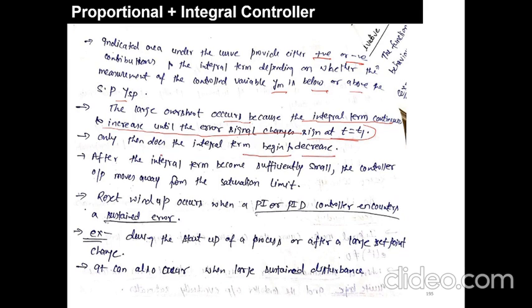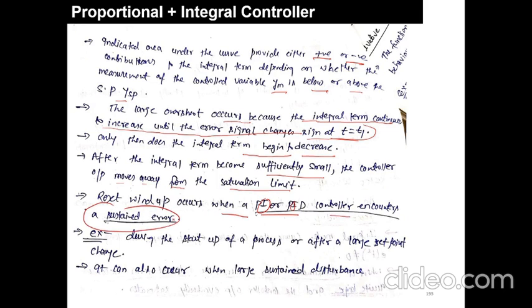Slowly it will decrease. So after the integral term becomes sufficiently small, the controller output moves away from the saturation limit. जैसा जैसा आपका इंटीग्रल टर्म खत्म होता जाएगा, कम होता जाएगा, आउटपुट अपने आप सैचुरेट लिमिट से हट जाएगा. So reset windup occurs when the PI or PID controller, the I controller, encounters sustained error.